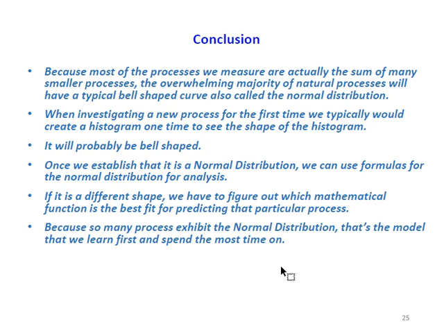So we can apply either Weibull or exponential distribution, or chi-square or F distribution, beta, gamma. Because so many processes exhibit the normal distribution, this is our normal curve. Many processes give you this normal distribution, the bell-shaped curve, and we don't know why. So that's the model that we learn first and spend most of our time on.